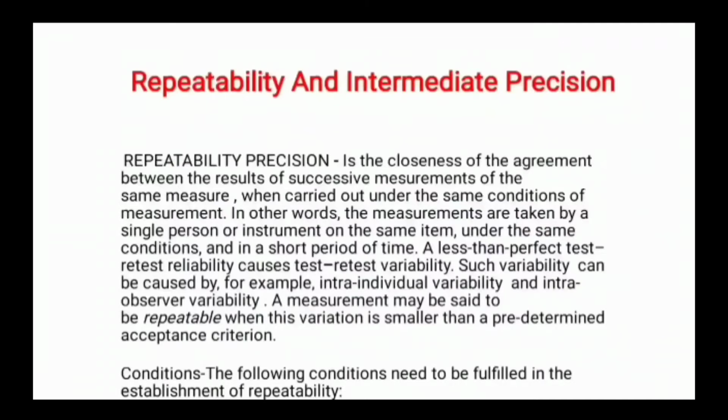A less than perfect retest reliability causes retest variability. Such variability can be caused by, for example, intra-individual variability and intra-observer variability. The measurement may be said to be repeatable when this variation is smaller than a predetermined acceptance criterion.